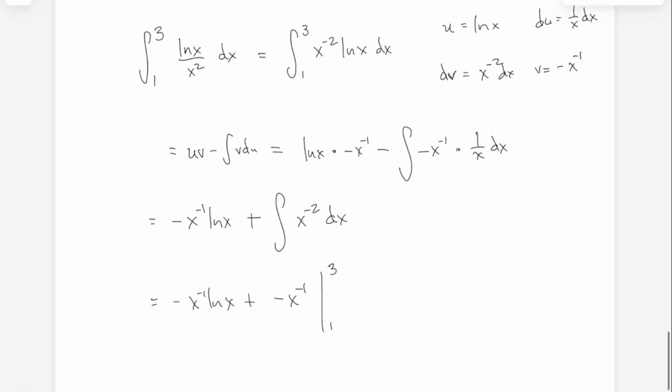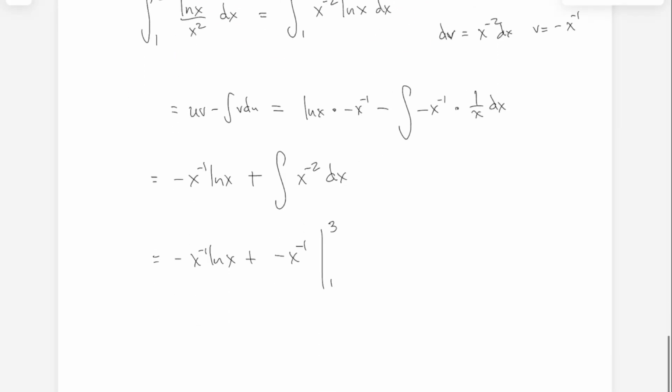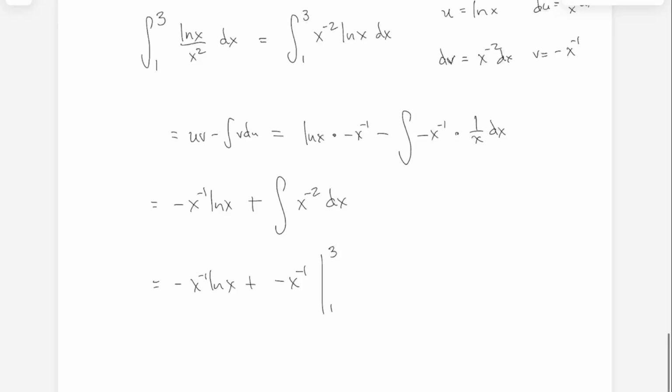All right. So this was the whole point of doing this example. I said the strategy: do the whole thing first, then plug in values everywhere at the end. Now what I mean by everywhere is these values get plugged in for x across the whole thing, not only on this last bit, which came from the last integral, but you need to plug them in everywhere. That's because the answer of a definite integral, what this whole problem means, is supposed to be a number. It's the area under the curve of this function. So you better not have x's left over in the answer. Everything in the answer should just be a number. So I'm going to plug 3 and 1 here in both pieces.